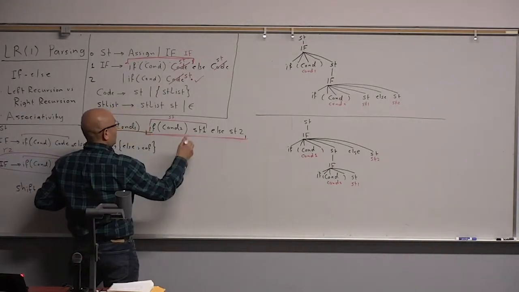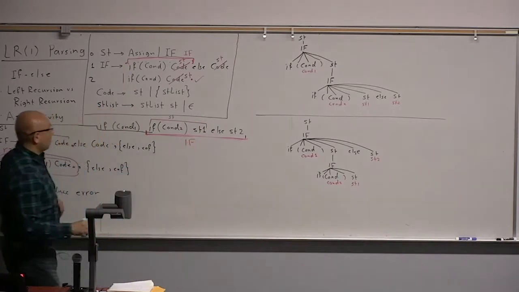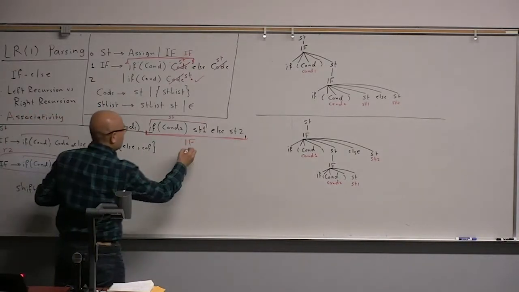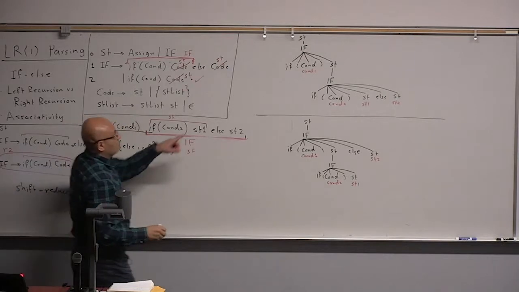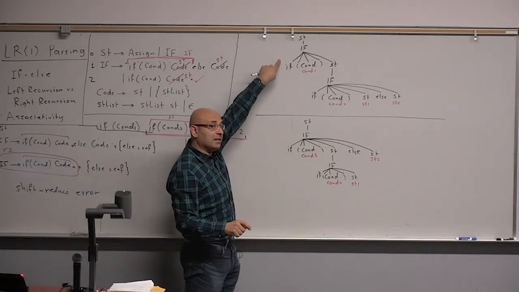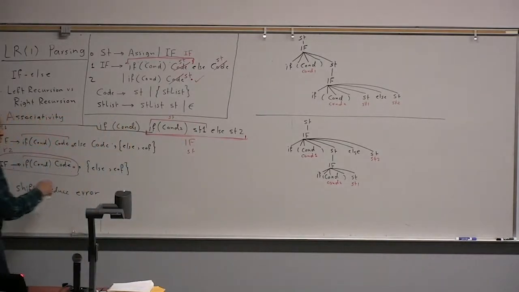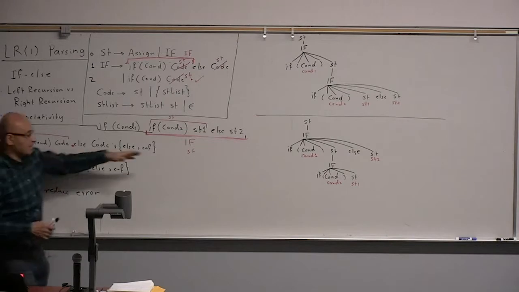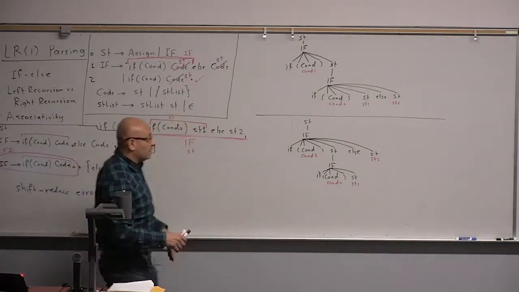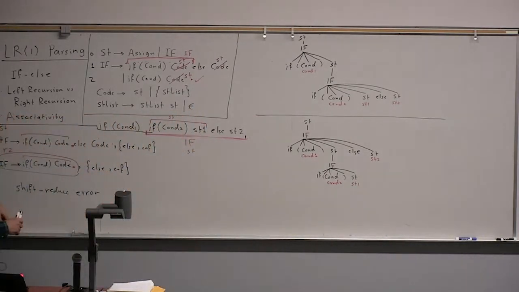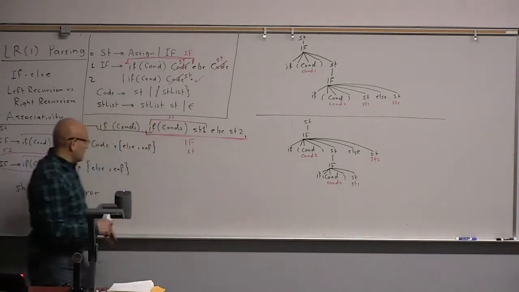This will become an if or a statement, which is a statement. And then this will give us this derivation. So shifting will give us this derivation, while reducing will give us the other derivation. Reducing means reduce immediately. And when you reduce immediately, you will get this derivation. So this is a shift reduce error.